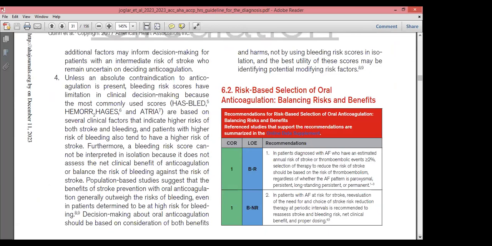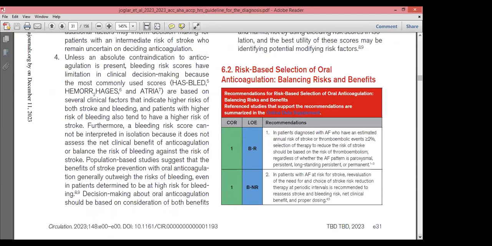Okay. So now this one is talking about selection of oral anticoagulants. So it's advisable that you balance the risks and the benefits of anticoagulation in patients with AF. So for this one, they said class 1 recommendation in patients diagnosed with AF who have an estimated annual risk of stroke or thromboembolic event of greater than 2%. Selection of therapy to reduce the risk of stroke should be based on the risk of thromboembolism, regardless of whether the AF pattern is paroxysmal, persistent, long-standing persistent, or permanent. That's a class 1 recommendation.